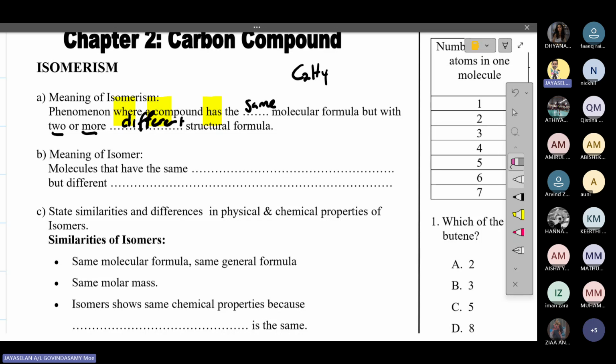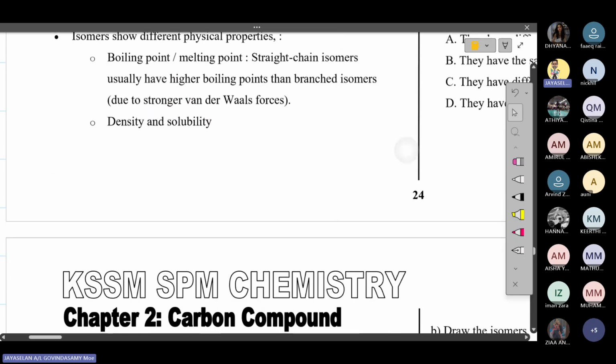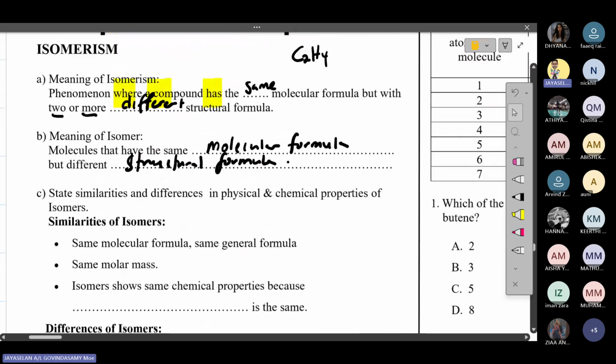Okay, what is meant by isomer? Here you cannot put phenomena. Phenomena is only for isomerism. What is meant by isomer? Molecules that have the same molecular formula but different structural formula. You guys already score 1 mark. This is page 24. Any question? Understand the formula, right?